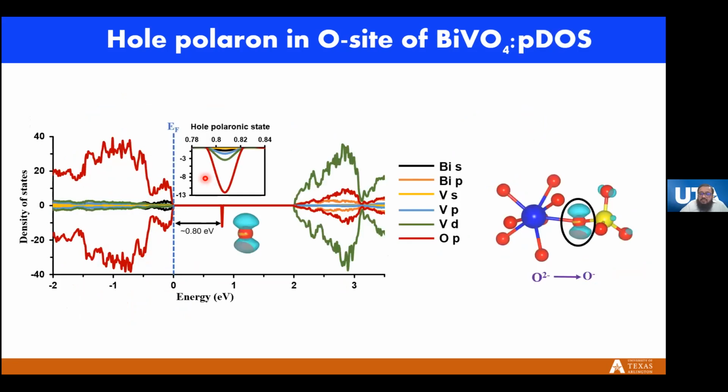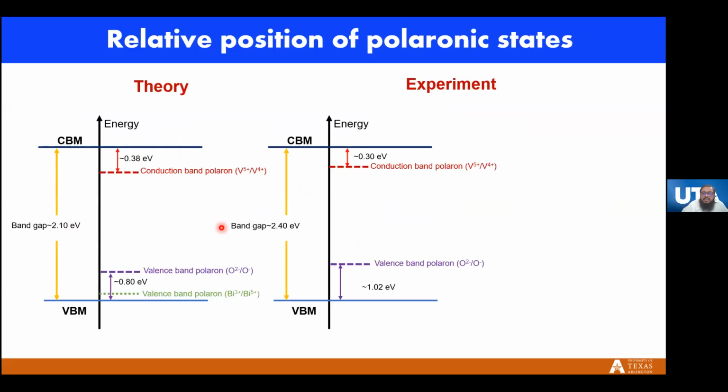Then we also calculated the electronic signature. We have found that the hole polaron formed about 0.8 electron volt above the valence band. This is the polaronic state. Now we compare our results to the experimental results. These experimental results were from our colleagues at Darmstadt University in Germany.